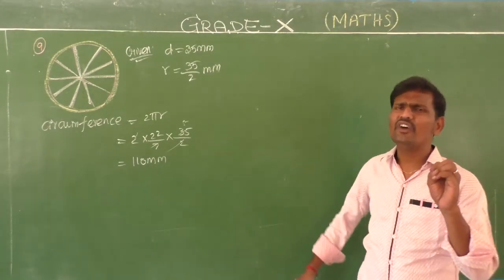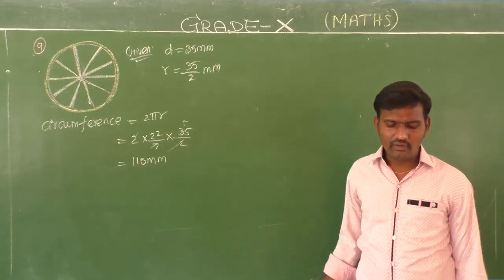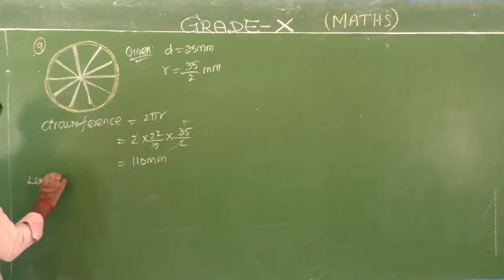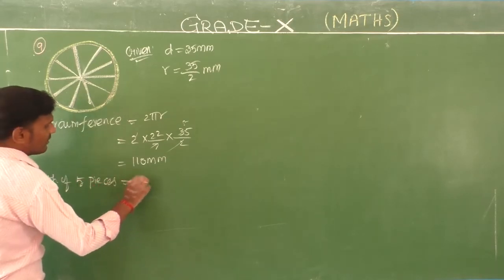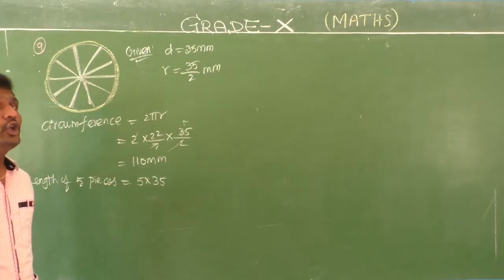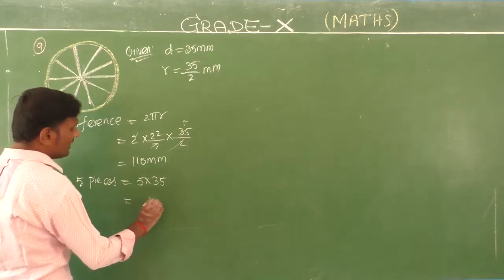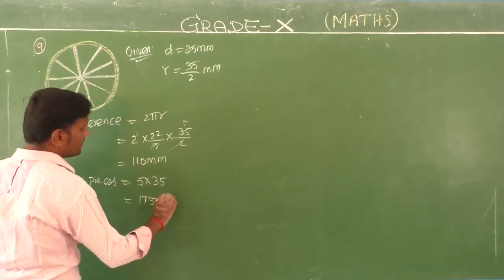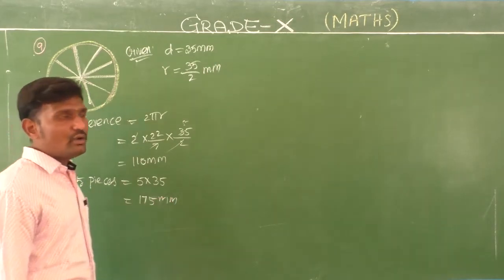Now you have 5 pieces of diameter. Now I am going to find the length of 5 pieces of diameters. So that is 5 into 35, because the length of the diameter is equal to 35. You have 5 diameters, so that's why I'm going to multiply this. So 5 5s are 25, remainder 2, 5 3s are 15, so 175 millimeter. 175 millimeter. Yes, student.